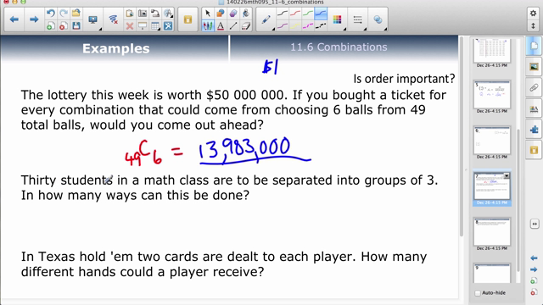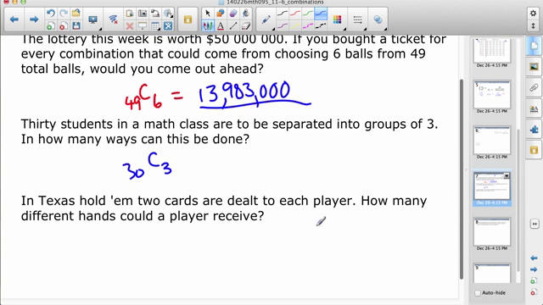Another example, 30 students separated in groups of 3. How many ways could you do that? Well, it doesn't matter the order that they come in, so they don't have a specific job. So you just say 30, choose 3. That's how many ways it would be.